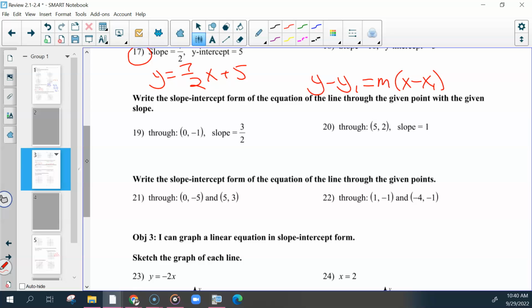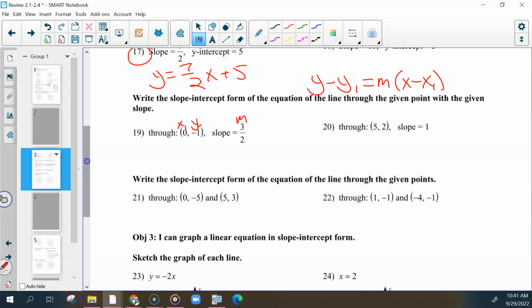For 19, if you see that this is your y-intercept, because it's 0, something, and that's your slope, you don't have to do the work. You could put it into your equation, y equals 3 over 2 x minus 1. But if you don't see that and you end up doing the work, you could label these, if that helps you.